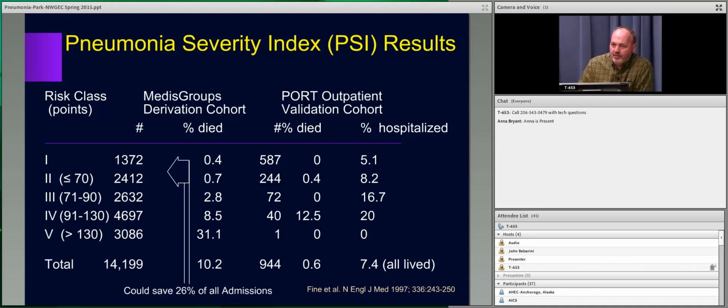The far left column shows their points, and they're grouped into risk classes. So the idea initially was that people in risk classes 1 and 2, so less than or equal to 70 points, maybe even 3, less than or equal to 90 points, could be discharged or could be managed without admission. And patients in groups 3, 4, and 5, especially 4 and 5, would need to be admitted.